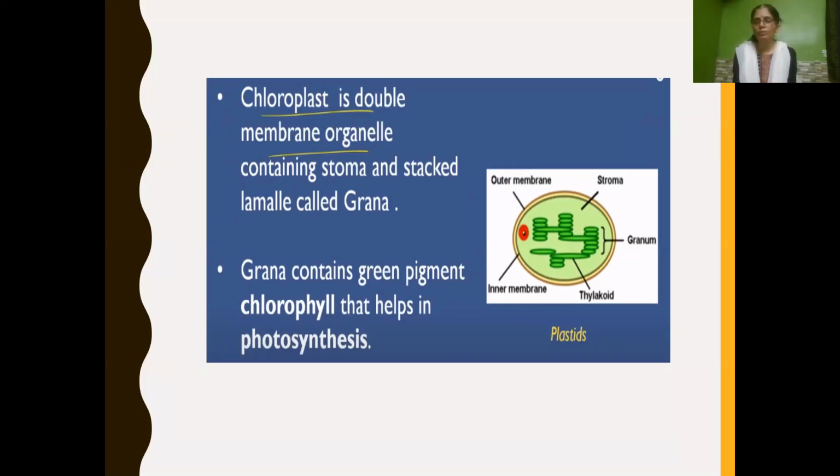You can see the two coverings; it is a double membrane organelle containing stroma and stacked lamellae and grana. All this you will be learning in your higher classes. So grana contains green pigment called chlorophyll, which helps in photosynthesis. About plastids, you just have to keep in mind three types: chloroplast, which contains chlorophyll helping photosynthesis; leucoplast, colorless plastid used to store food, fats, etc.; and chromoplast, which imparts color to the flowers. So these are the three types of plastids.